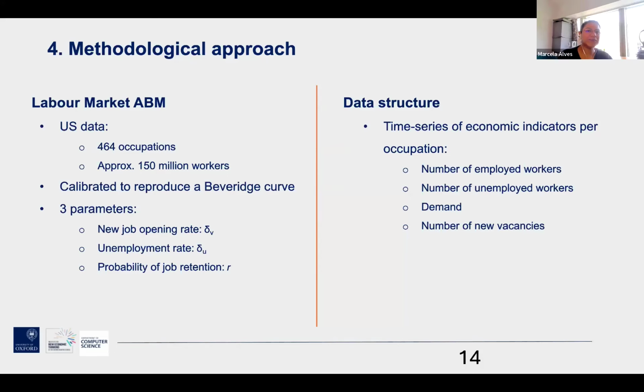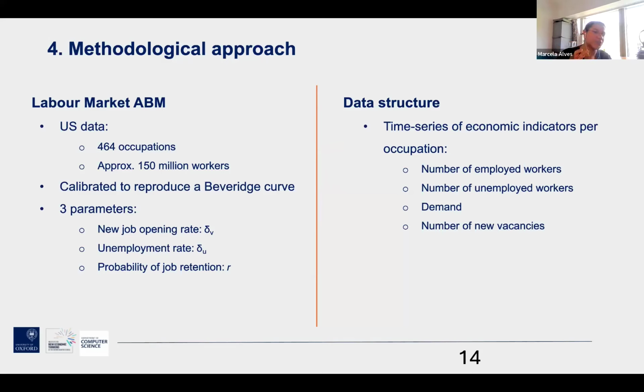The case study I have here is using this methodology to do the parameter estimation of a labor market ABM. It's a labor market ABM of the US labor market, where we have 464 occupations, approximately 150 million workers, and the parameters there were set such that the ABM could reproduce a Beveridge curve, which is a labor market economic flow that economists believe the labor market is always following.